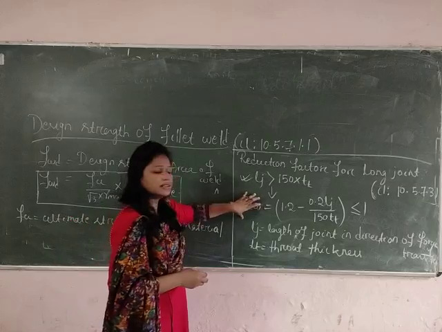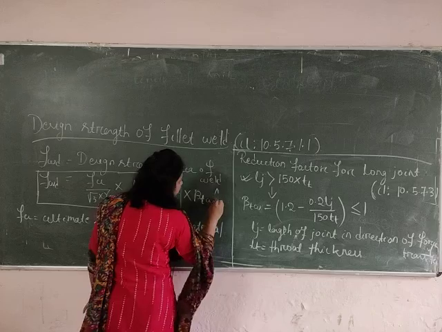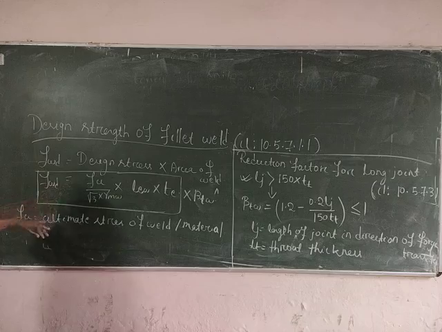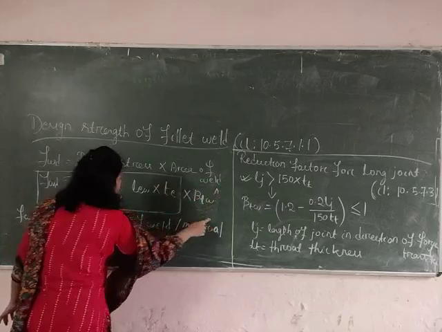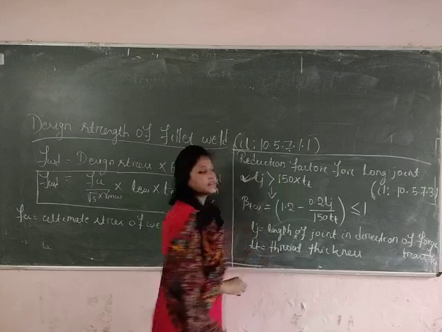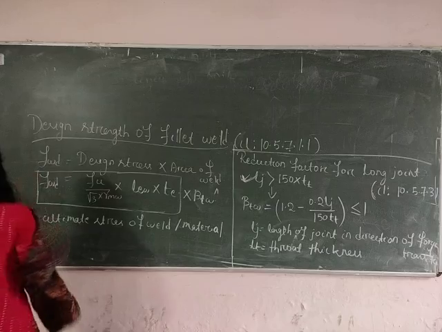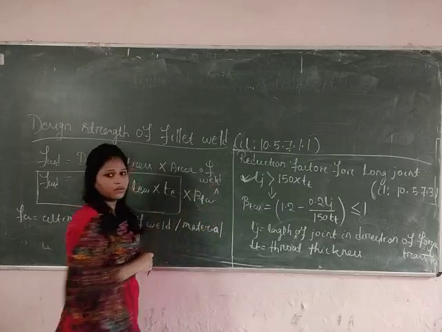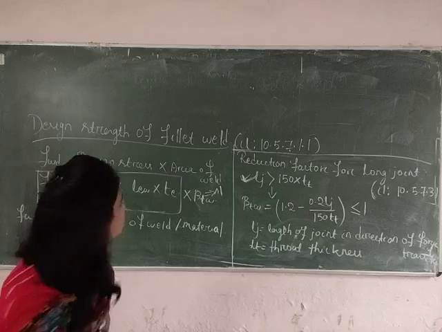So after calculating this reduction factor, we will multiply it into this formula. Then we will calculate the design strength of the weld. So this formula will be applicable only in this condition. When this condition happens, you will calculate the design strength of the weld by this formula. Otherwise this value is 1.